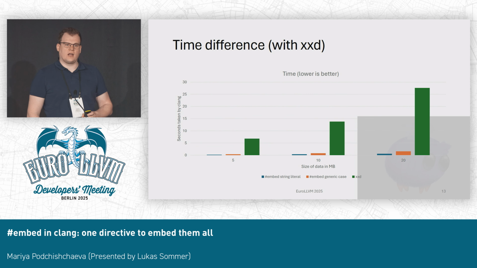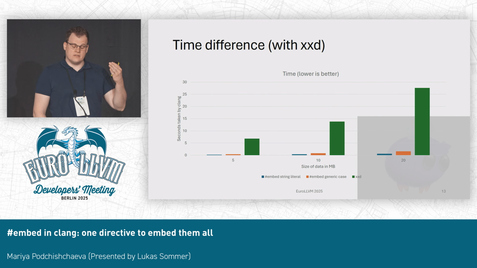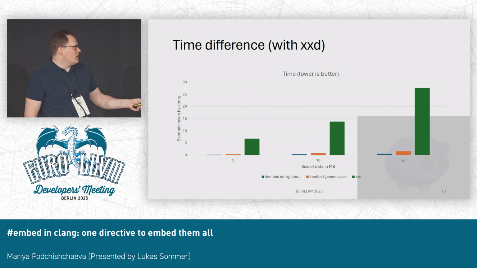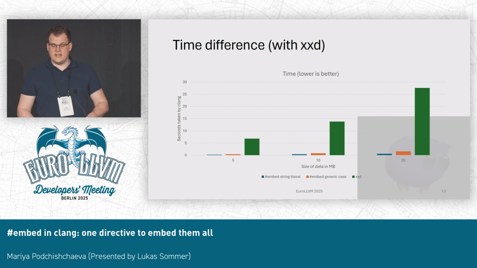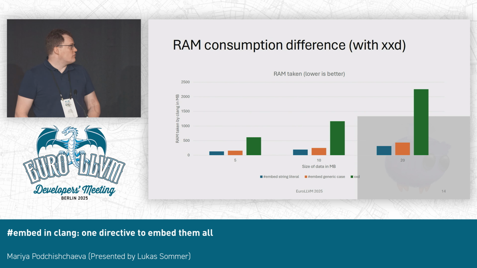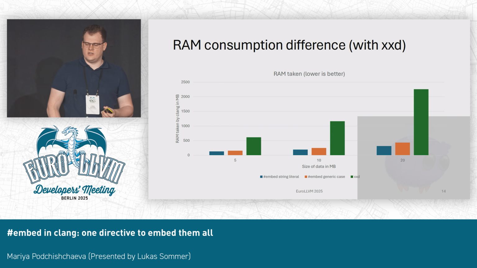But if we add back our xxd, or basically our really naive implementation, you can see that it's not as bad. We have the really optimized implementation in case you have an unsigned char here, and we have the one with the embed directive here, and on this y-axis they're pretty close to each other. Then you have the naive implementation, which again takes a lot of time and also a lot of RAM. For RAM, you can also see with the generic case, the RAM usage increases a bit, but not as much as it does with the naive implementation.